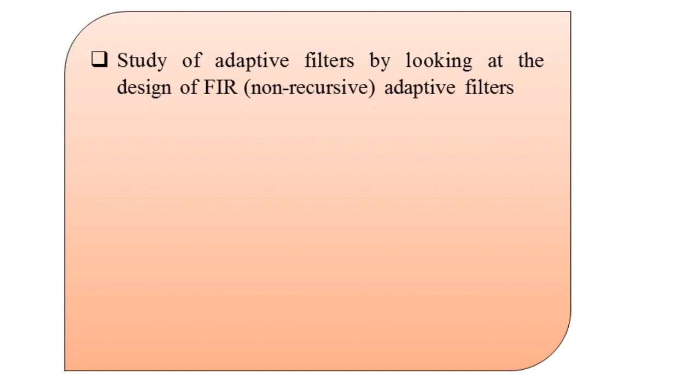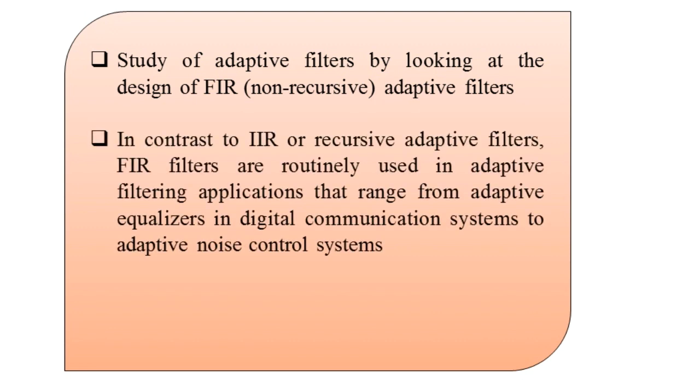Now as we compare this with the other type, the infinite impulse response IIR, that filter can be called the IIR adaptive filter or the recursive adaptive filter. In contrast, the current topic, the FIR adaptive filter, is of the routine type used in adaptive filtering applications that range from adaptive equalizers used in digital communication systems to adaptive noise control systems. Now there are various reasons why FIR adaptive filters are popular.